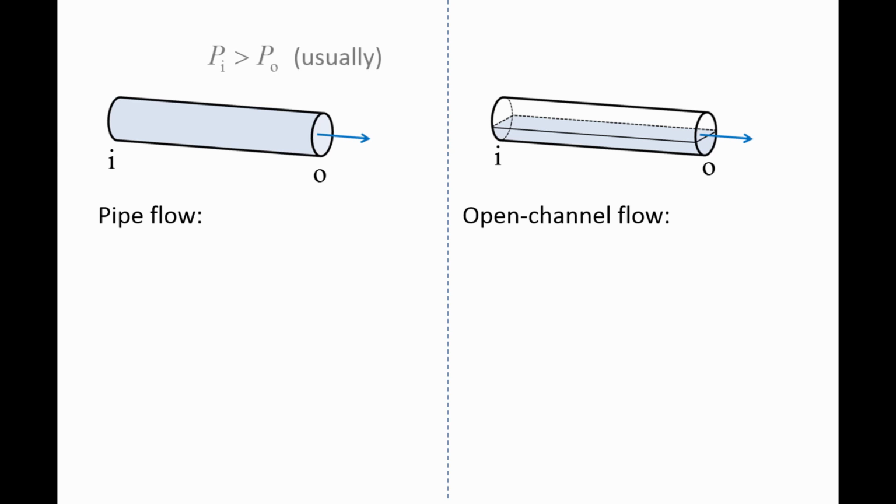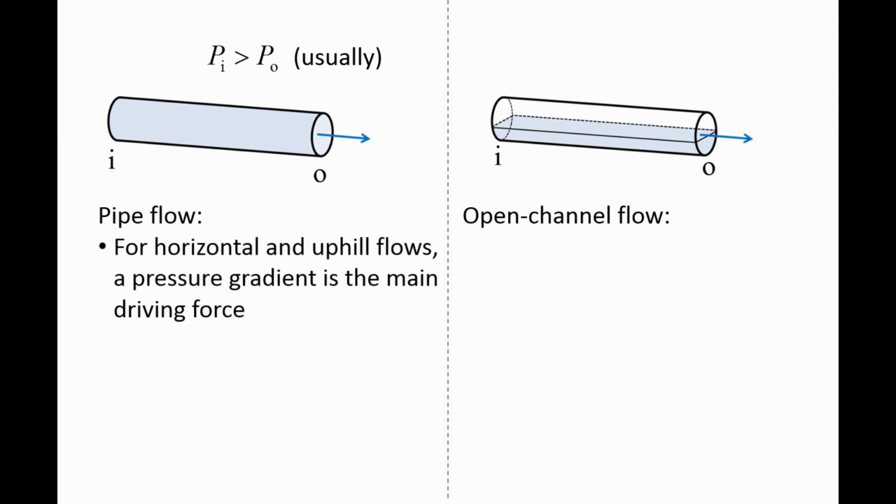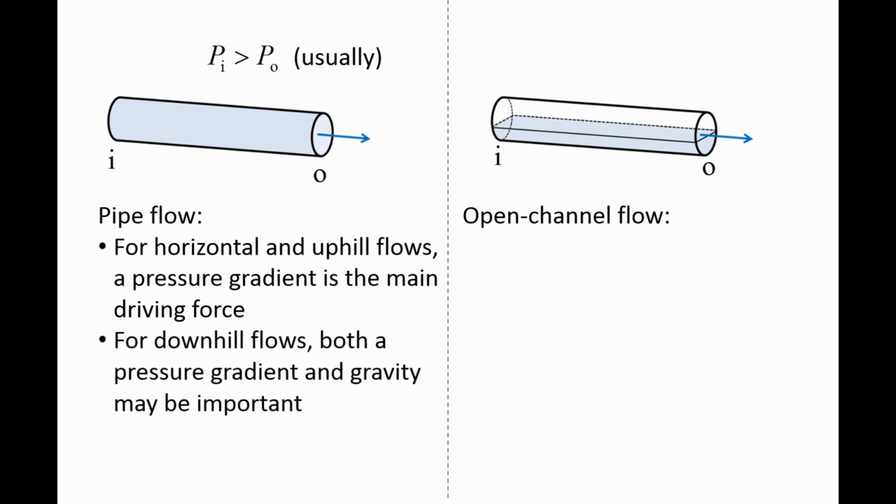In pipe flow, the pressure at the inlet is usually greater than the pressure at the outlet. This pressure gradient provides the main driving force for transporting the fluid through the pipe system if the flow is horizontal or uphill. If the flow is downhill, both the pressure gradient and gravity may be important.